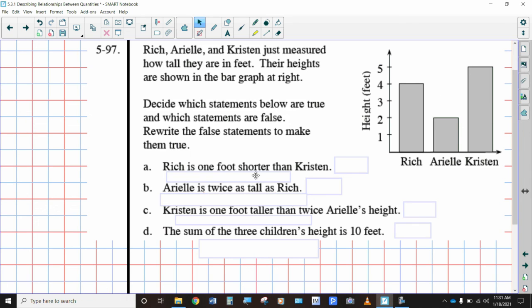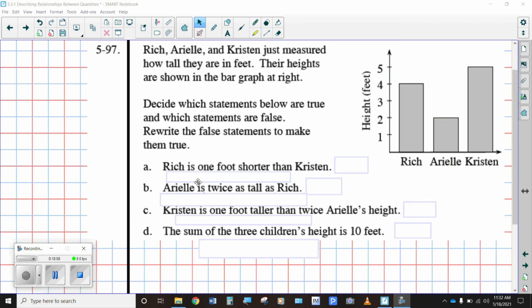Okay, so let's answer each one of these questions based on what you see there. Rich is a foot tall, or 1 foot shorter than Kristen. Is that true or false? Ariel is twice as tall as Rich. Is that true or false? By the way, if either one of those is false, please rewrite the statement as a true statement. Kristen is 1 foot taller than twice Ariel's height. Is that true or false? And the sum of the 3 children's heights is 10 feet. Is that true or false? Go ahead and declare your answers, and for the ones that are false, please rewrite the statement so that it is true.